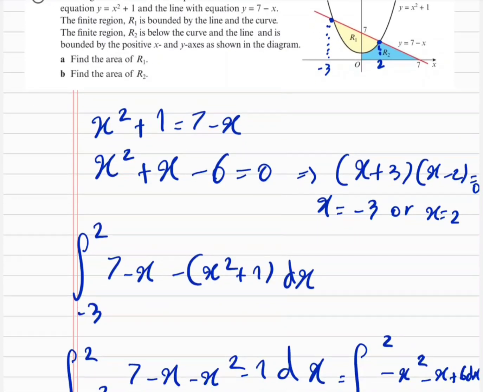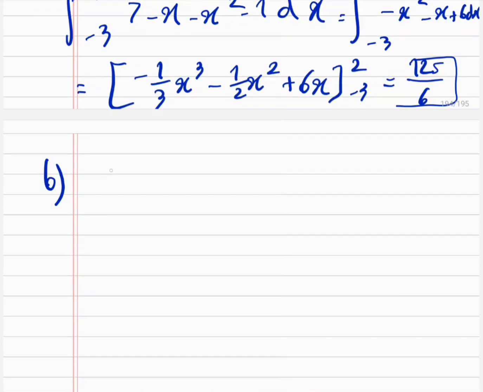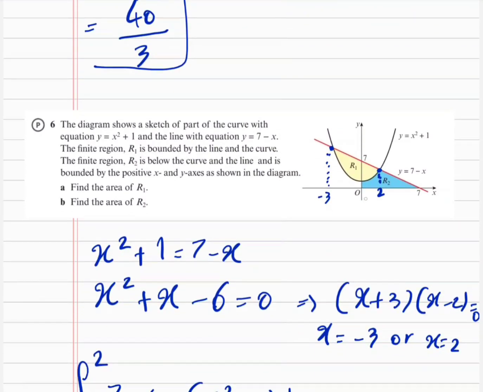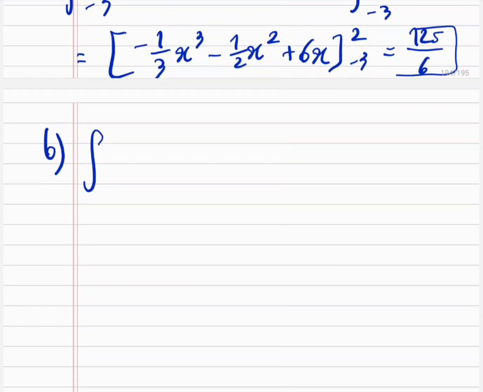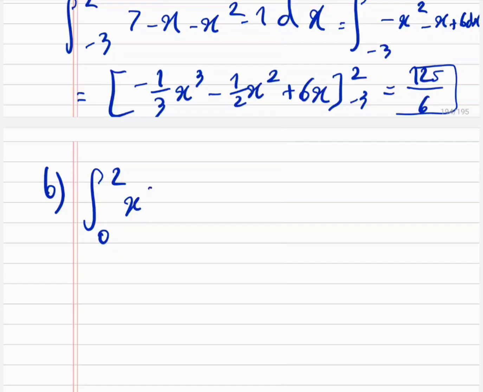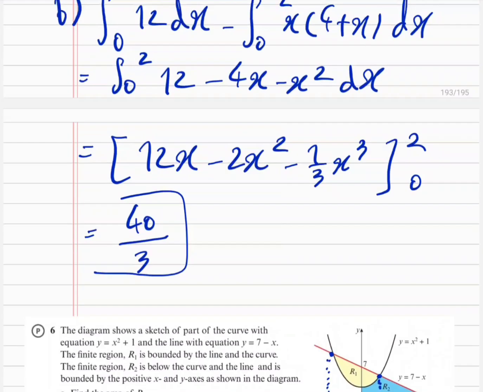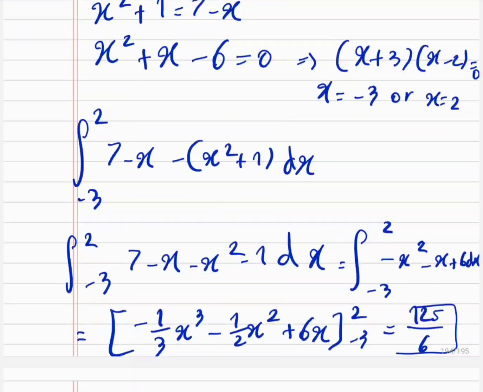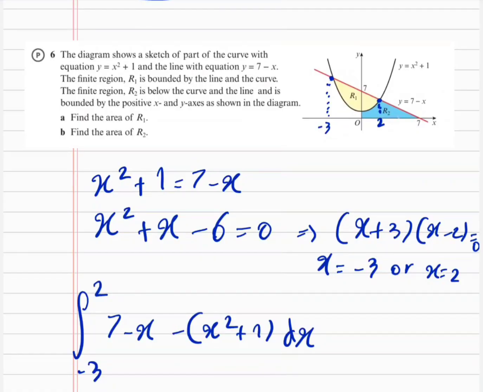Okay, so for R2, we have the first integral between 0 and 2 for the curve x squared plus 2. Sorry, x squared plus 1. And then the second part is just finding the area of this triangle. So this triangle has a height of 5. And for the base, we can say, okay, this is the base of that.